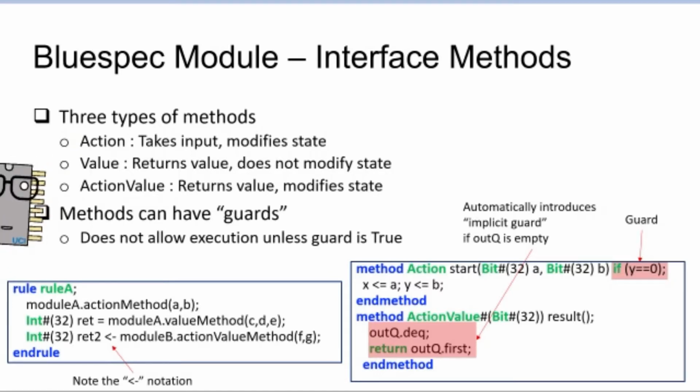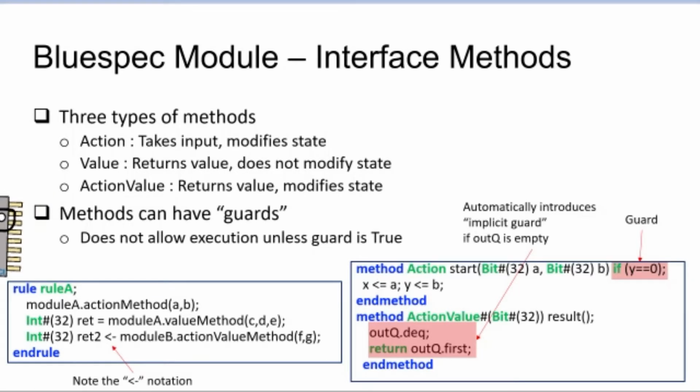Which begs the question, why don't we just have action value methods? The compiler can actually figure this out internally, but it's just a language feature, I guess. You can also have a value method, which returns a value but cannot modify state. We'll show examples of this pretty soon.